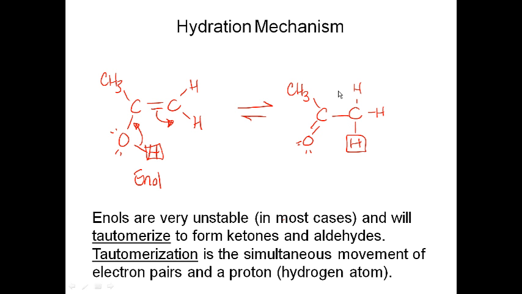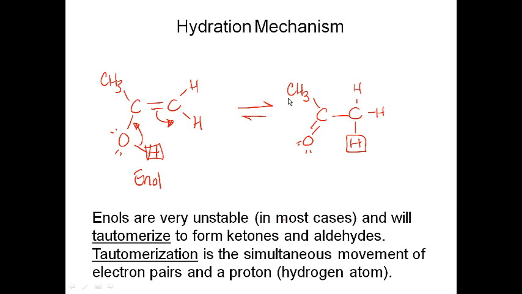And for most enols, they're unstable, and the ketone form is the more stable form. So this is an example of what we would call keto-enol tautomerism. Okay, so our final product then is a ketone.